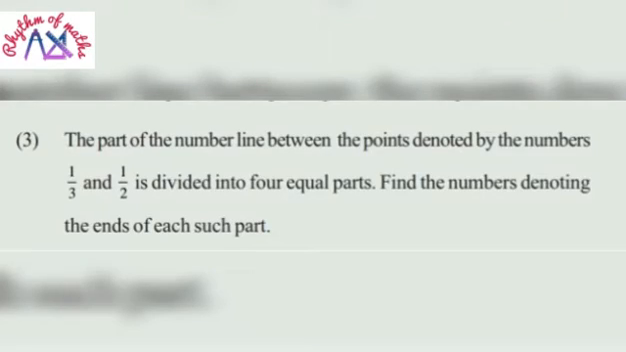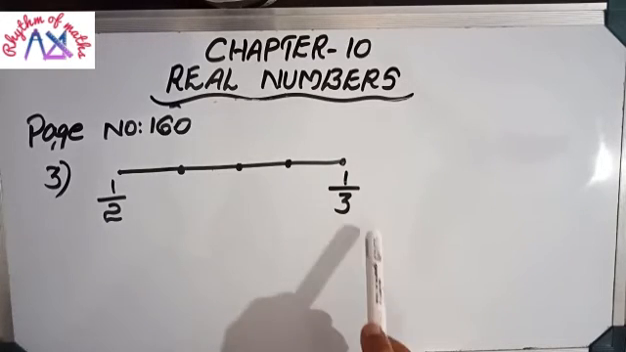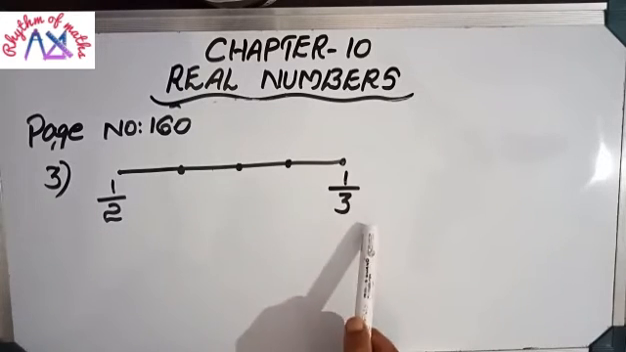Question number 3. The part of the number line between the points denoted by the numbers 1 by 3 and 1 by 2 is divided into 4 equal parts. Find the numbers denoting the ends of each such part. In this question, we have a line with the end points as 1 by 2 and 1 by 3.